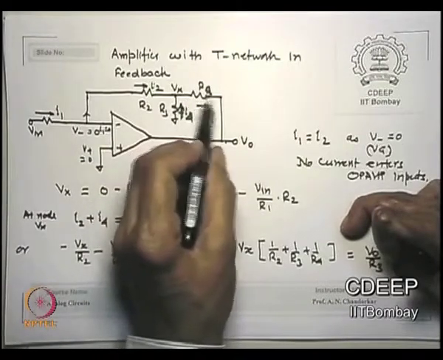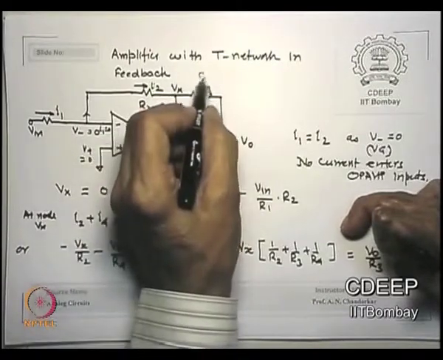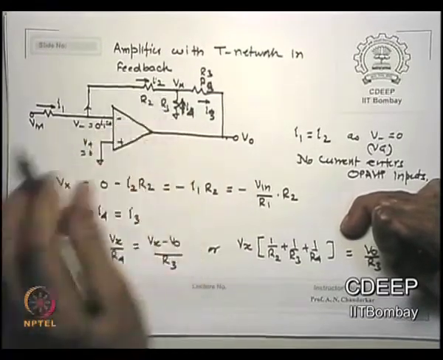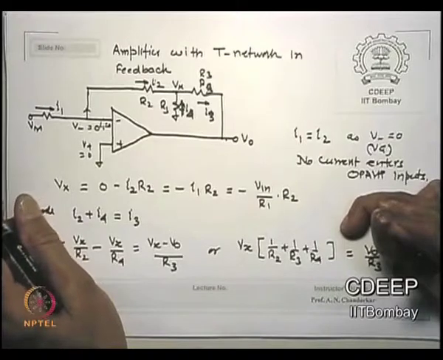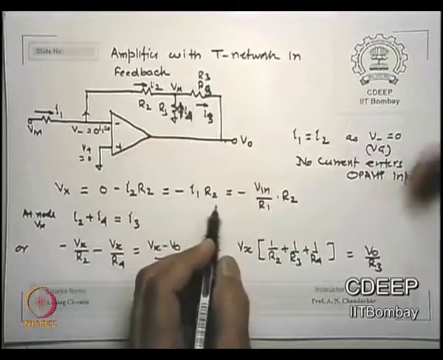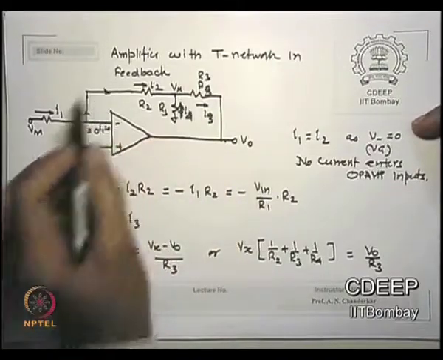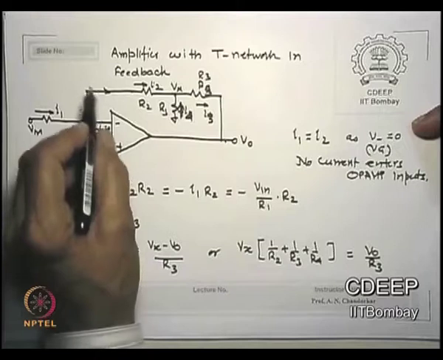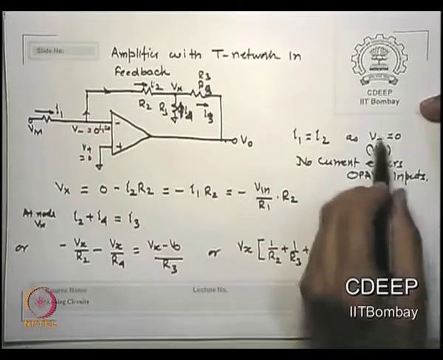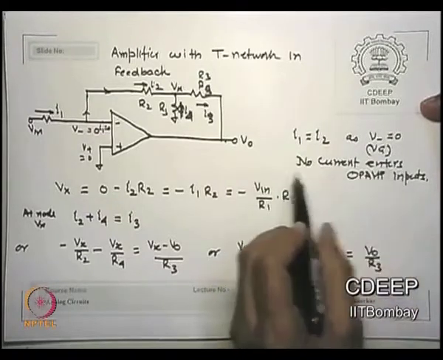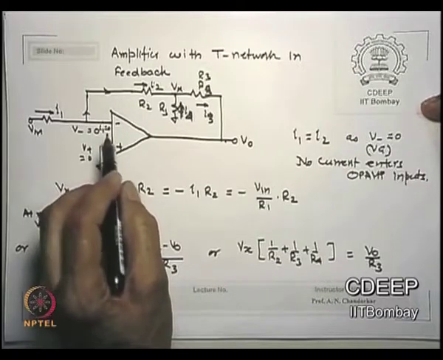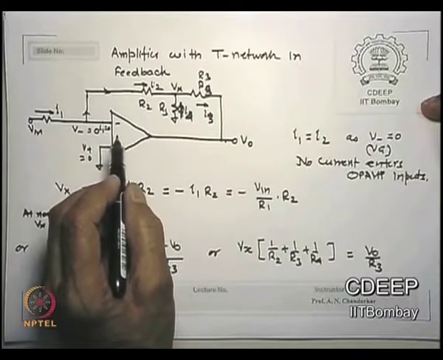The current flowing in R3, sorry, this is I3, here is I4 and here is I2. This is the T network. Is that okay? I2, I4 and I3. However, I1 must be the same as I2. The current leaving here will be the same in this branch. Okay, because we already said a virtual ground is created. Also please remember, no current enters the OPAMP input. This is the reason why all this is possible. Okay.